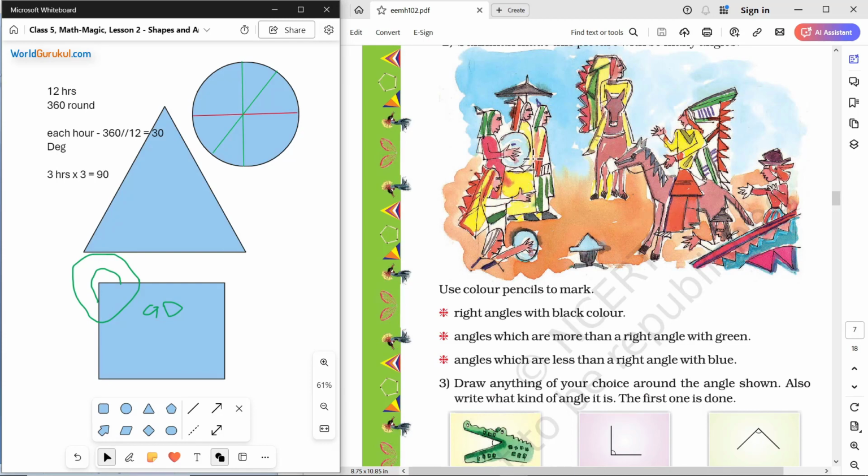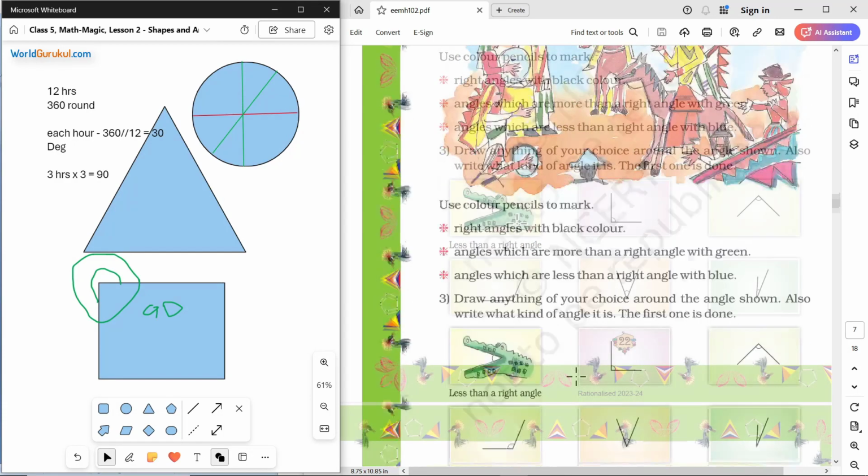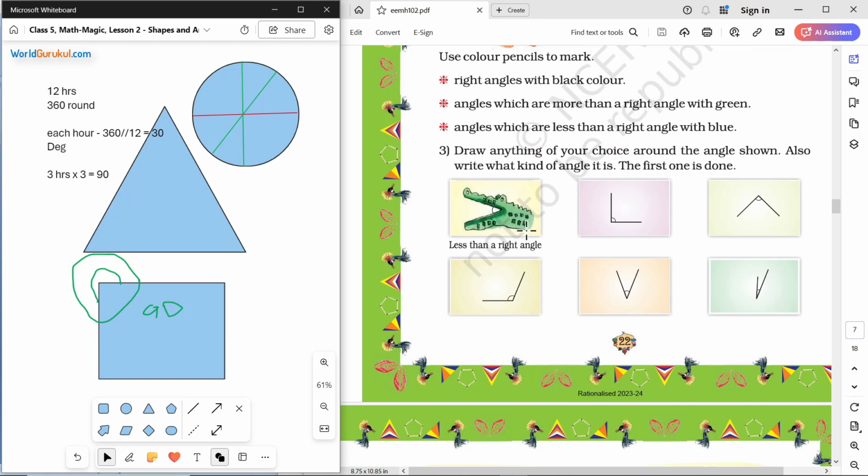Here you see this yellow color dress of maybe some Supreme. It seems to have some right angles here, like this. You mark them black. Angles which are more than a right angle with green, angles which are less than a right angle with blue. Okay, have this fun.